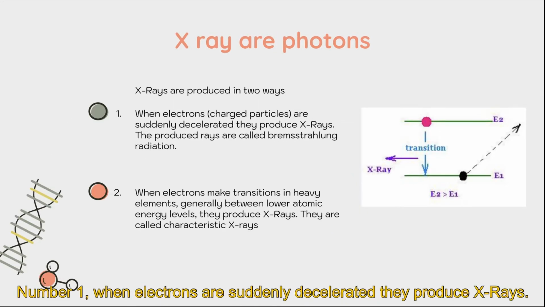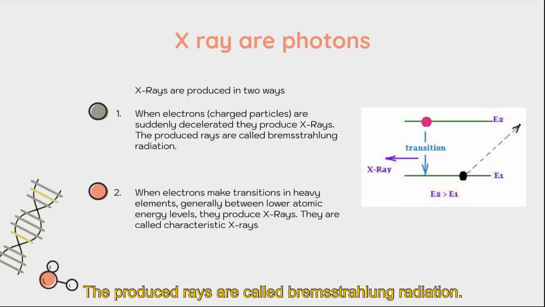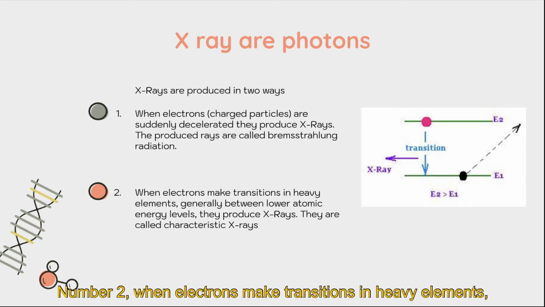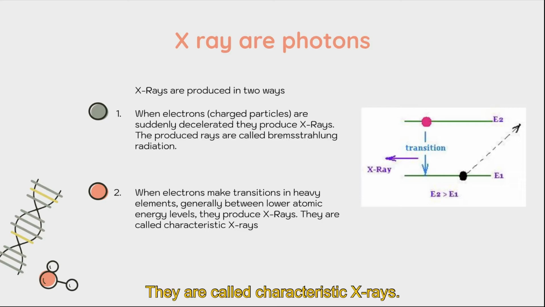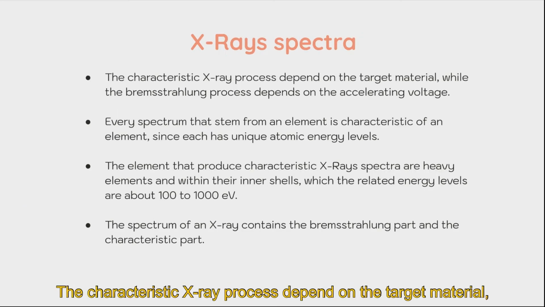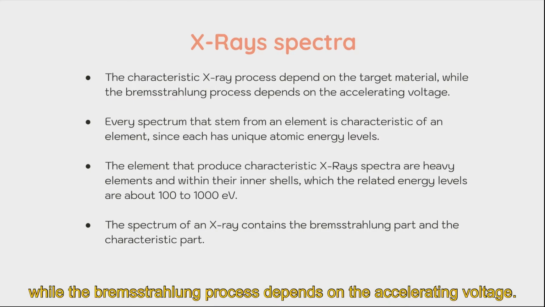Number one, when electrons are suddenly decelerated, they produce X-rays. The produced rays are called Bremsstrahlung radiation. Number two, when electrons make transitions in heavy elements, generally between lower atomic energy levels, they produce X-rays. They are called characteristic X-rays. The characteristic X-ray process depends on the target material, while the Bremsstrahlung process depends on the accelerating voltage.